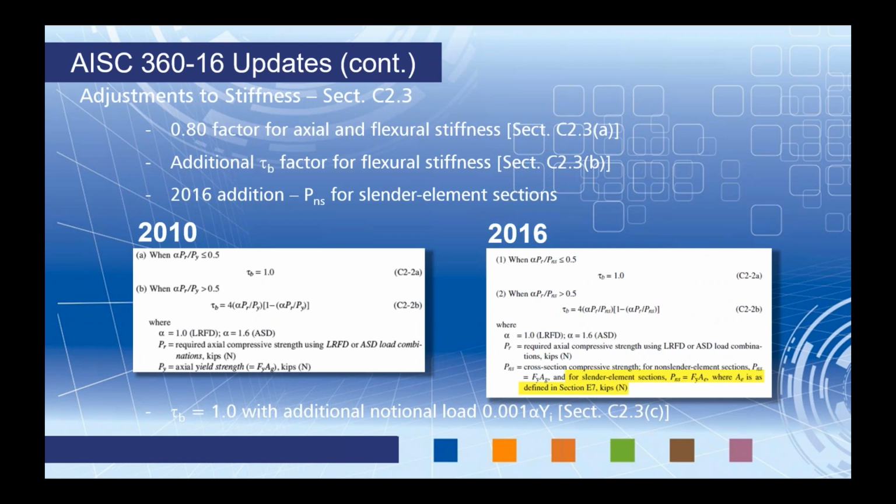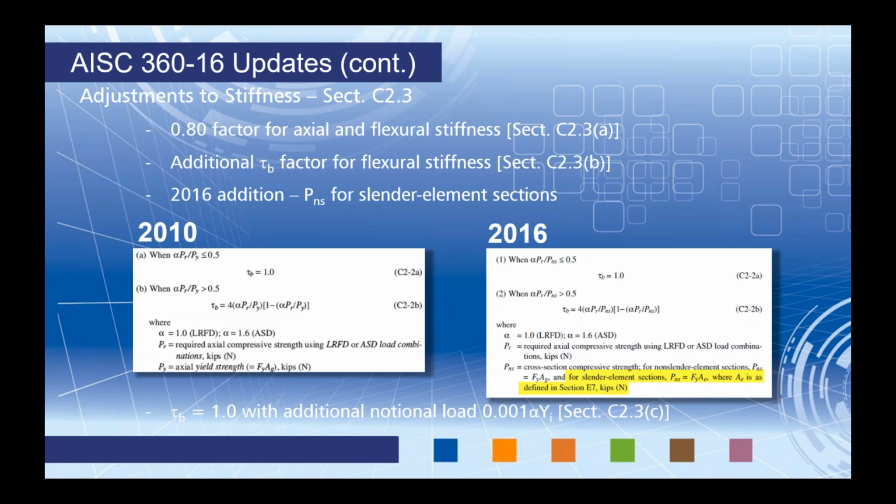Now, in the code, the AISC tells us that we must apply a 0.8 factor for axial and flexural stiffness. So it should be applied to all members that contribute to the lateral stability. Well, then it goes on further to say, I guess, to avoid artificial distortions, let's go ahead and apply this to all members. Okay, no problem. 0.8 factor applied to those stiffnesses. There's also an additional tau sub B factor that should be applied to flexural stiffnesses. And tau sub B really depends on the required axial compressive strength. In other words, what is the axial force in the member due to the analysis, as well as the axial yield strength of our member?